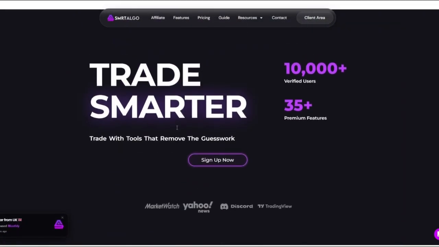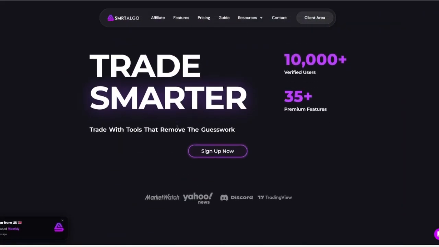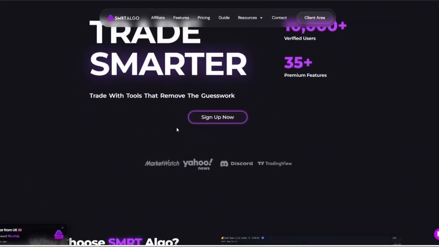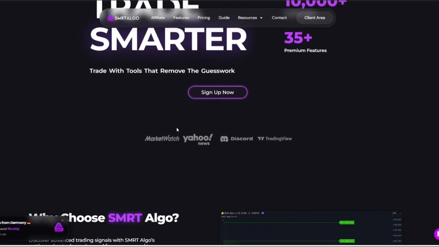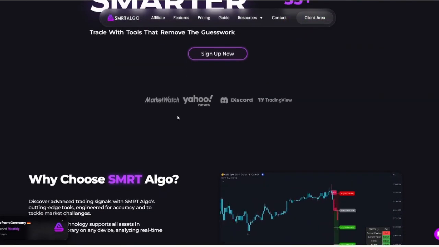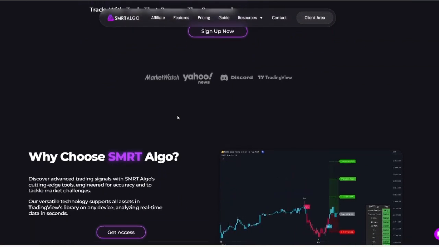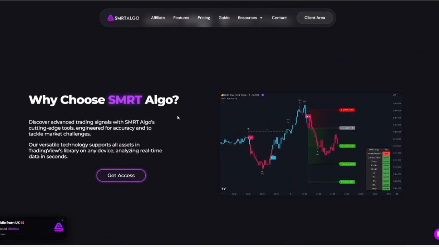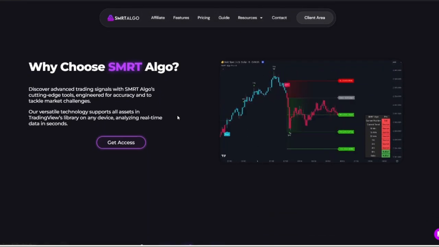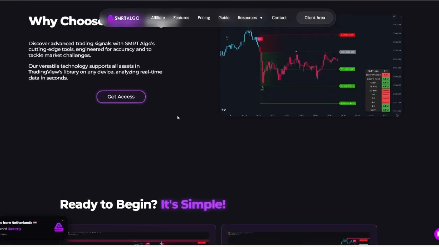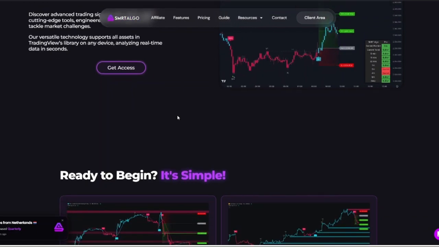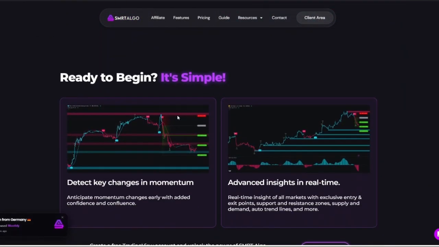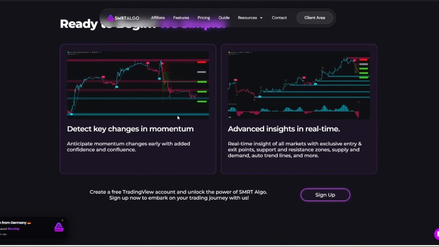Let's get started. With SMRT Algo, at its core, SMRT Algo is a TradingView based indicator suite that simplifies technical analysis by combining advanced buy and sell signals, market structure insights, supply and demand zones, auto trend lines, momentum detection, and more. It's designed for scalpers, swing traders, and even long-term traders alike. SMRT Algo offers real-time market insights, exclusive entry and exit points, and even includes a scalper bot that claims to have delivered very high returns.